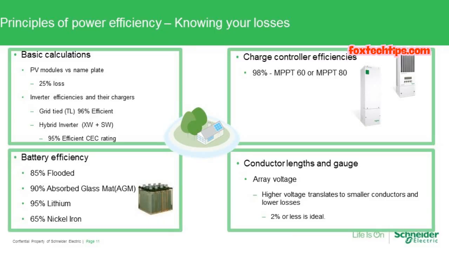Finally, with charge controllers, of course, they're very similar in efficiency to what a grid tie inverter would be. So 98% for the MPPT60 or MPPT80. And then finally, of course, that 2% that we're trying to keep under, actually, for a grid tied system or for an off-grid system when running our conductors, or even a grid tied with battery backup system. We need to take into account battery length cables as well as just AC conductor lengths.